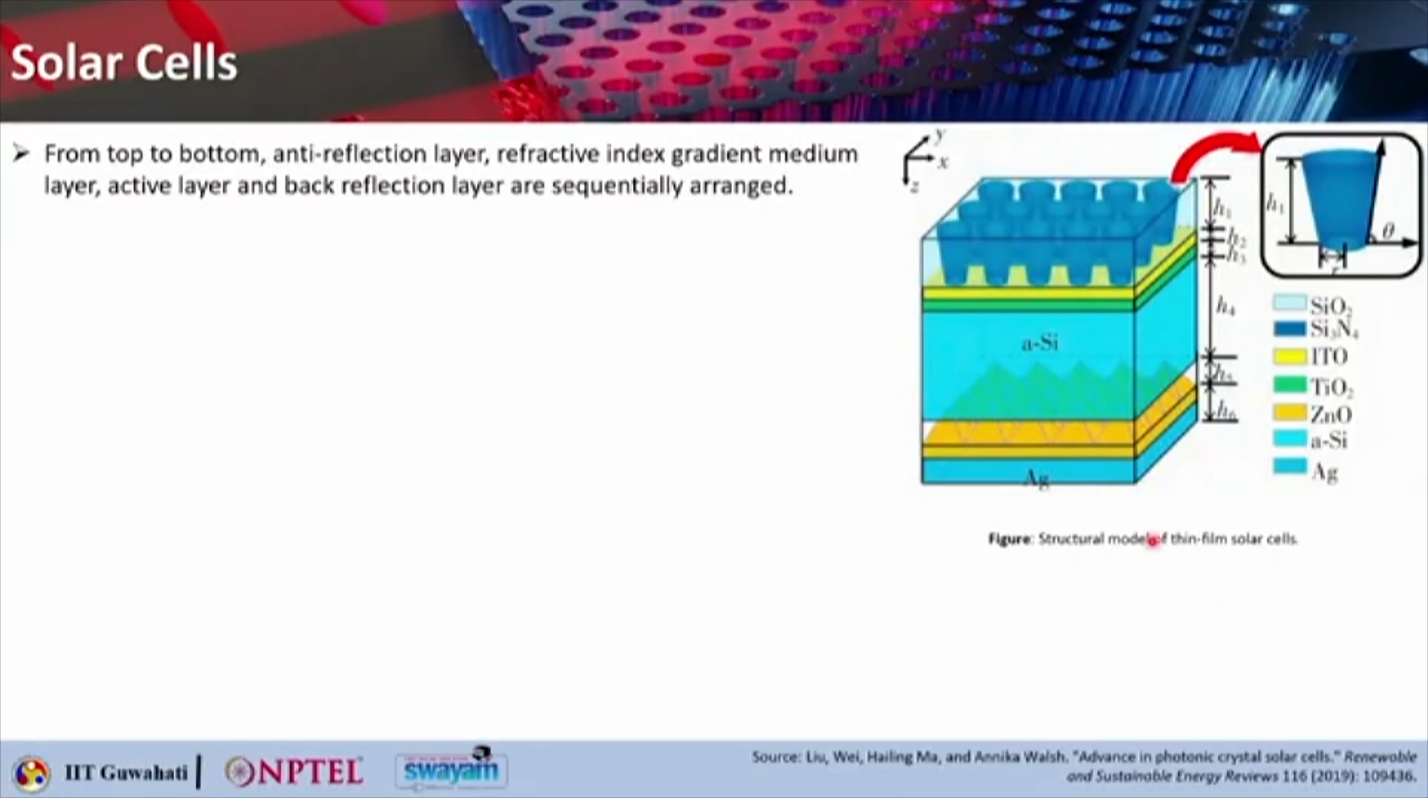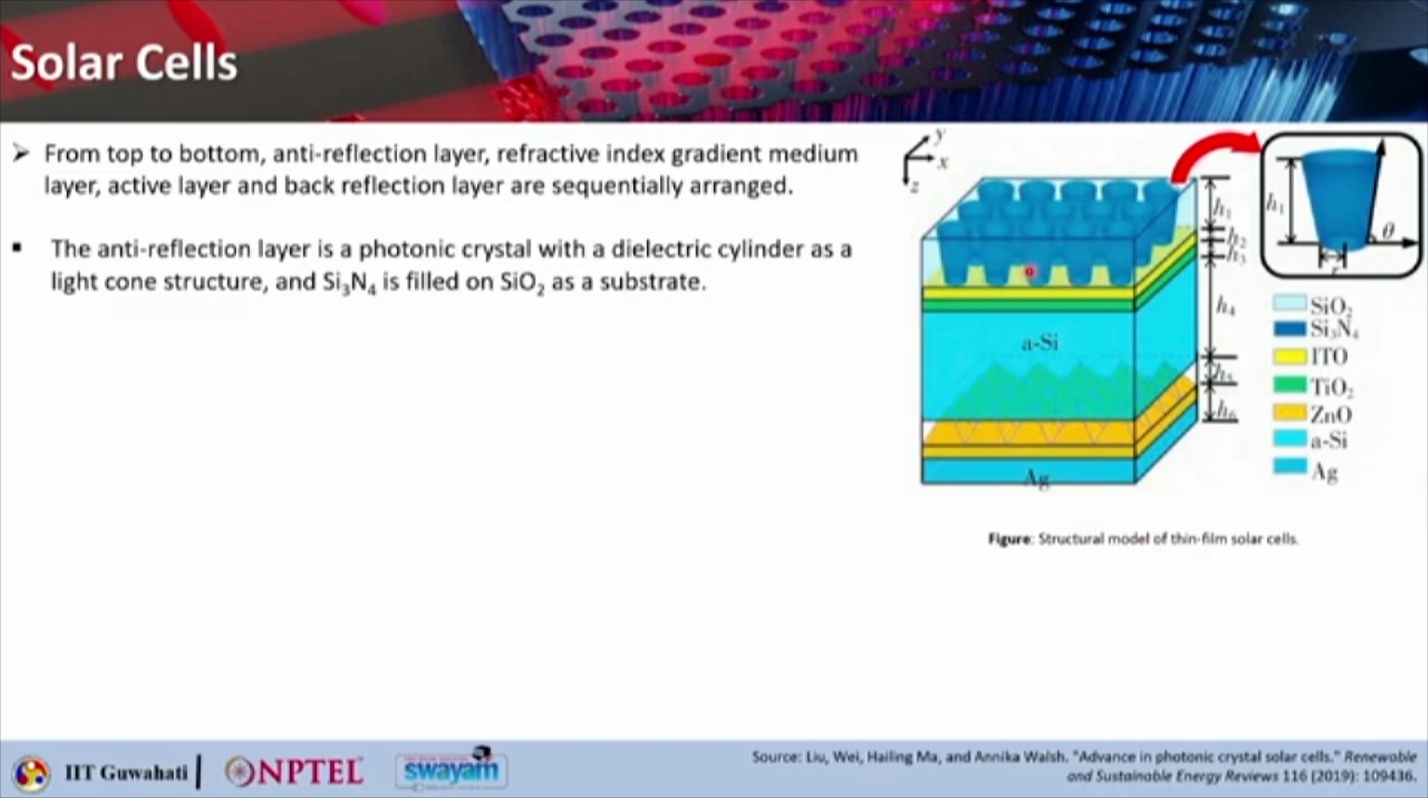So it can effectively increase the amount and activity of the sensitized molecules and improve the photoelectric conversion efficiency of the solar cell. So this particular figure here represents a thin film solar cell which has got photonic crystal. Okay. So from top to bottom, if you see, there is an anti-reflection layer, then refractive index gradient medium, then you have active layer, and then you have the back reflection layer, which are sequentially arranged. So if you think of the anti-reflection layer, it is basically a photonic crystal with a dielectric cylinder as light cone structure. Okay, and these are basically made of silicon nitride, which is filled on SiO2 as substrate.